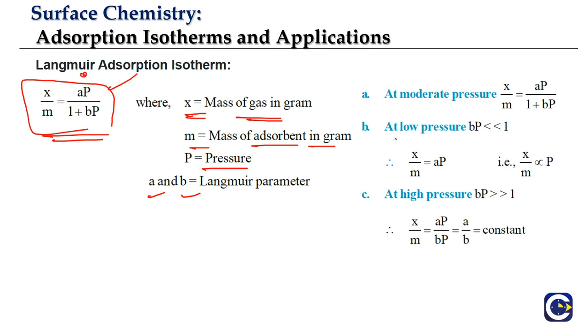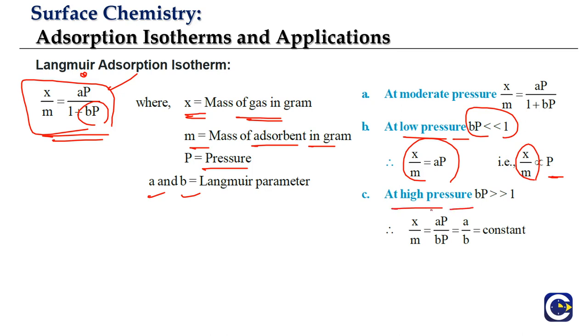If we talk about very low pressure, where the value of BP will be small, then in the denominator, the 1 plus BP term, since BP is much less than 1, we can approximate it to 1. Thereby x by m will be equal to just the numerator part, A into P. So at low pressure we see that x by m is proportional to pressure. This is able to explain the common observation.